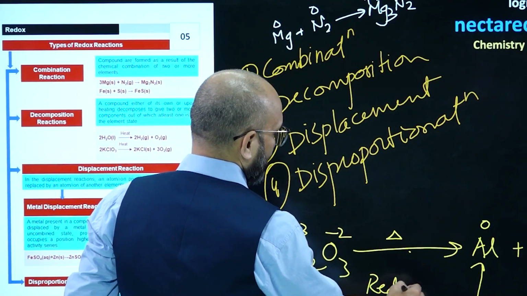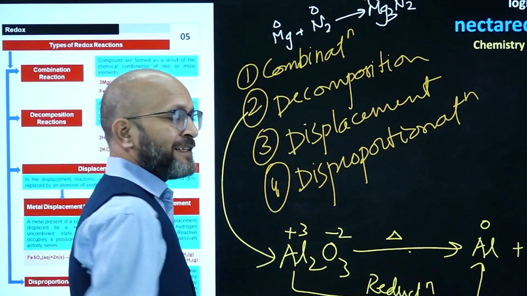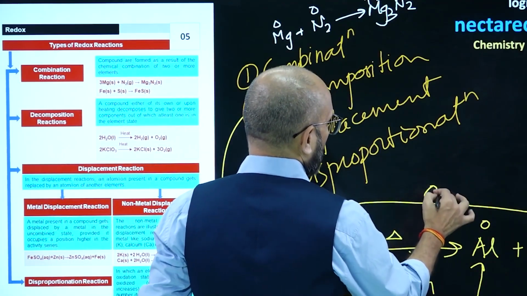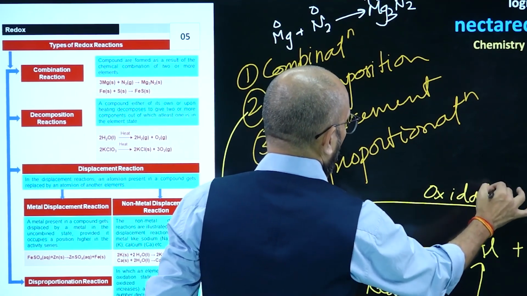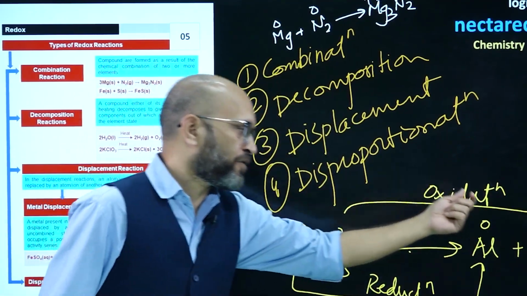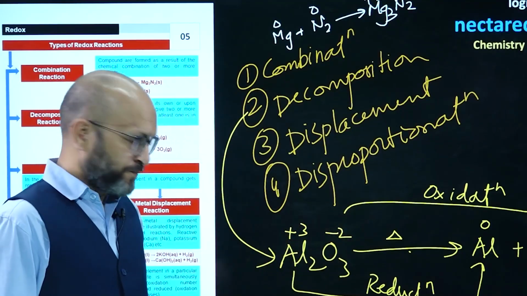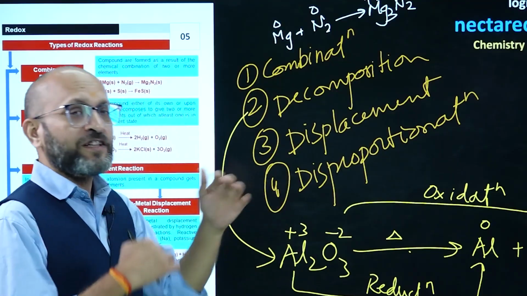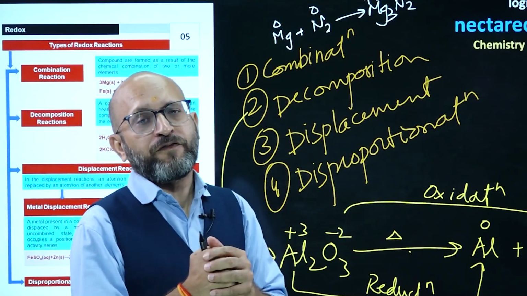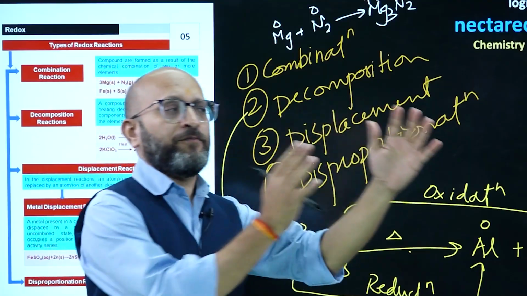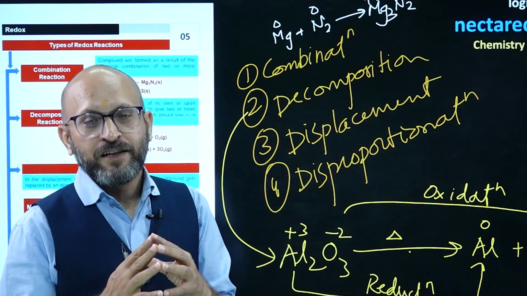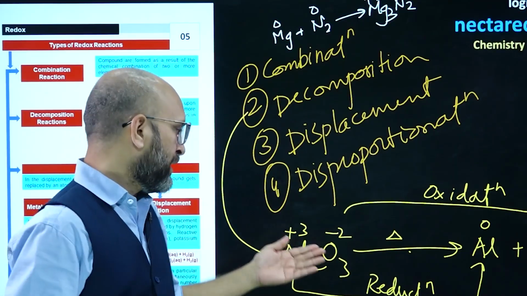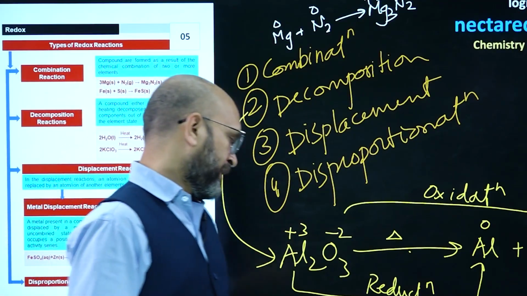So reduction is happening. And oxygen is in -2, it is going to 0 oxidation state. That means oxidation is happening for the oxide ion. So the oxide ion is getting oxidized and the Al+3 ion is getting reduced. Decomposition is happening. That is why we call such reactions, where something is getting broken down into elements, decomposition redox reactions. I just showed you one example.